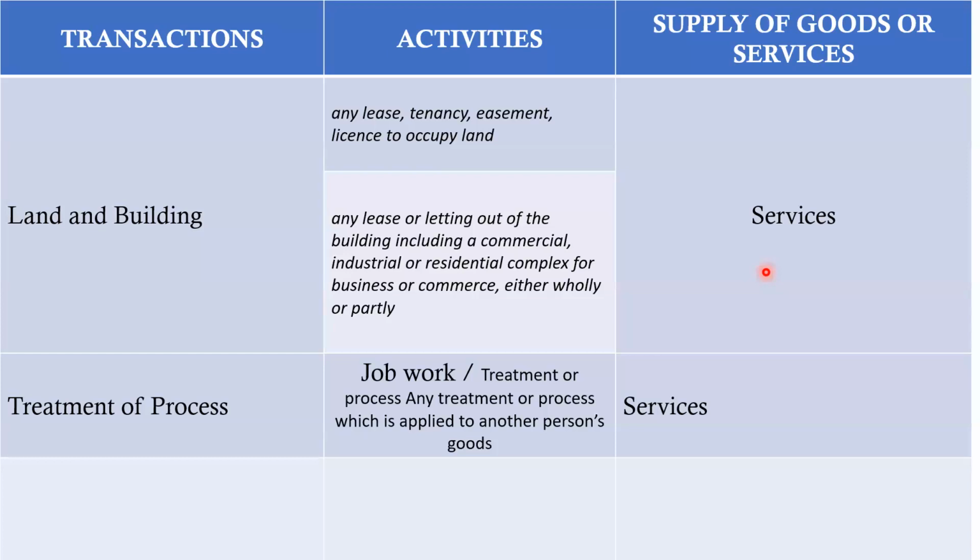Now, if we check the treatment of processes, the activity here is basically job work. That is, any processes which are to be followed, like the workers and laborers in the industries, they are providing services to it. So here the supply is named as services.